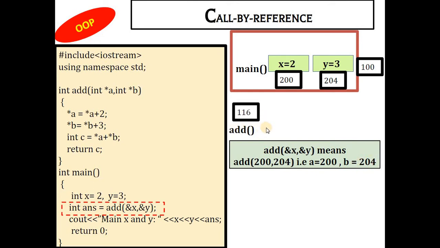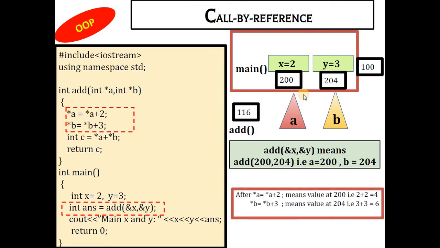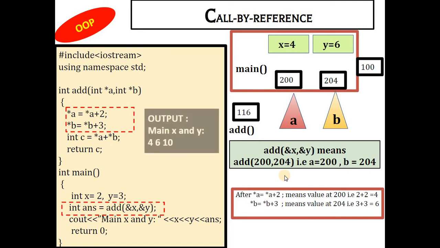So you can see the add function, where a is pointing to the 200 location and b is pointing to the 204 location. So when you write asterisk a is equal to asterisk a plus 2 and asterisk b is equal to asterisk b plus 3, that means the value where a is pointing, that is the x value, will change and become 4, whereas the y value will become 6. So the old x value will vanish and be replaced with new values, x is equal to 4 and y is equal to 6. That means when you are changing the formal parameters a and b, the actual parameters x and y get affected in call by reference, right?